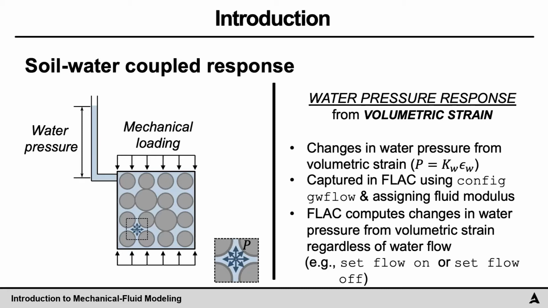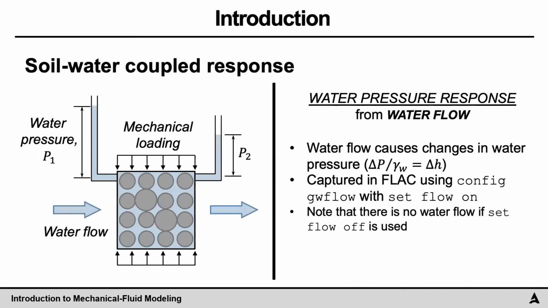So in terms of FLAC commands, water flow is controlled with the set flow on or the set flow off. We'll talk more about that on the next slide. Another way that we can have water pressure changes, as well as focusing on fluid flow, but the emphasis here is on effective stresses, so we're particularly interested in terms of water pressure, is that water flow also changes pressure, as highlighted here.